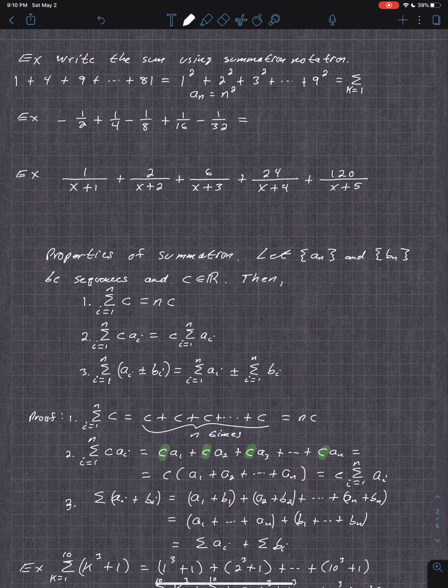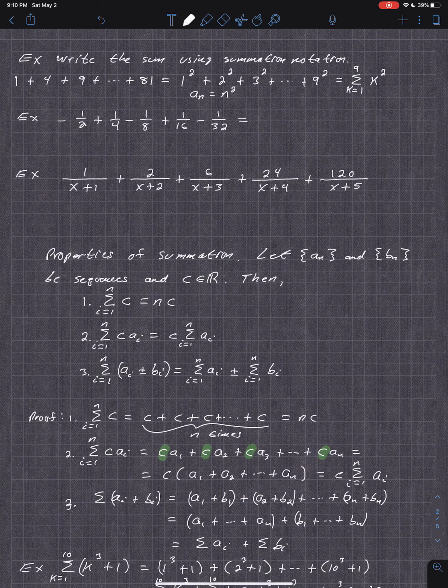Well, 9 squared is 81, so you go 1 to 9. So k goes from 1 to 9 of k squared. Okay, so that would be the sum.